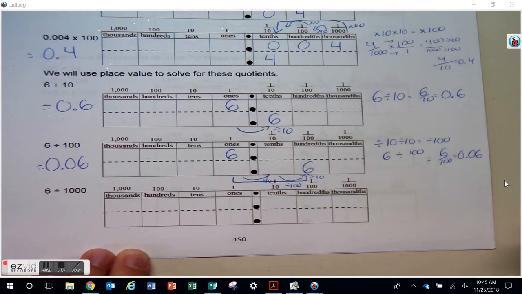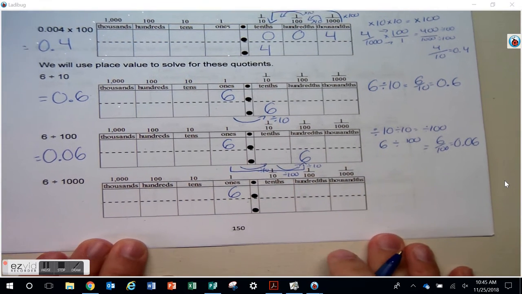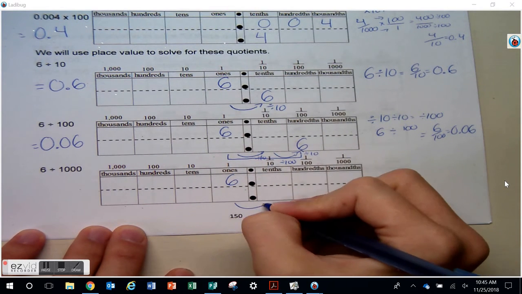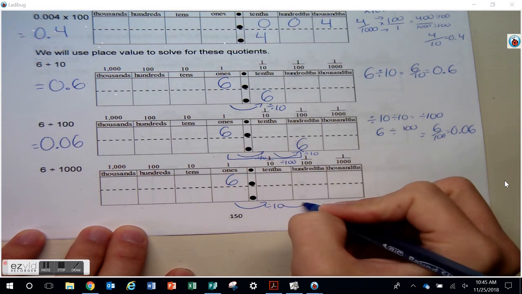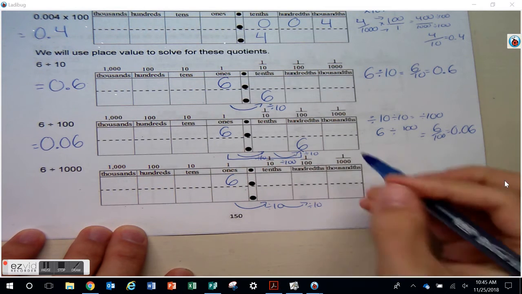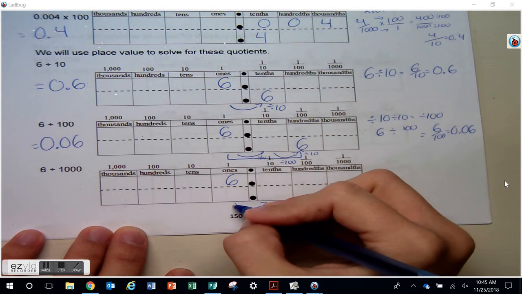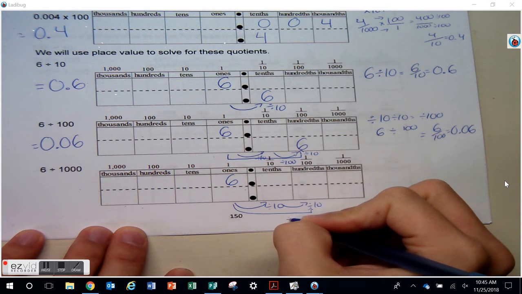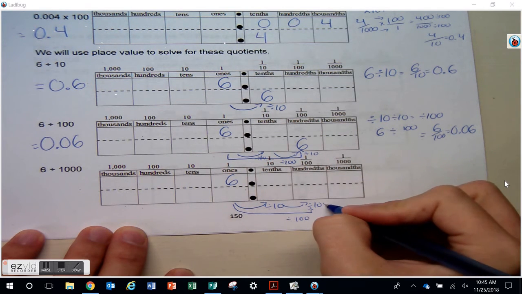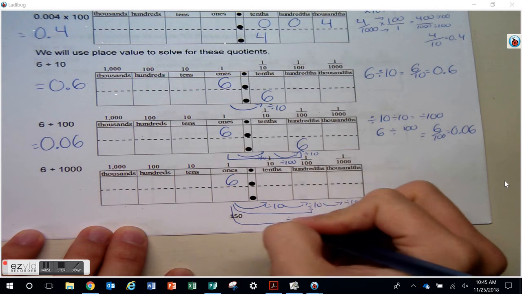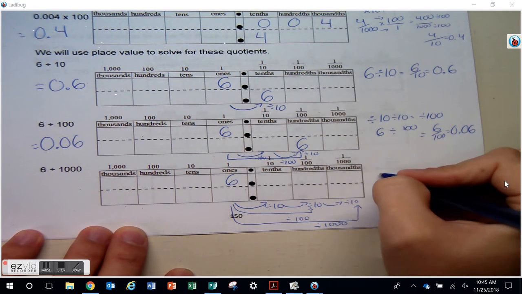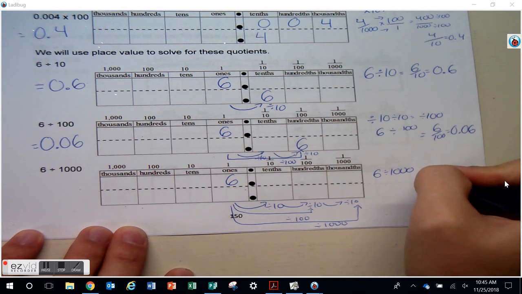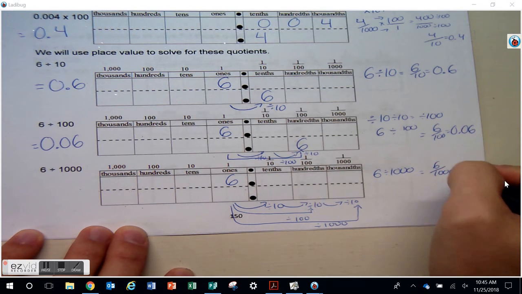So again, let's try 6 ones divided by 1,000. Well, if I divide by 10, I get to the tenths place. If I divide by another 10, that gets me to the hundredths place. This is the same as dividing by 100. If I divide by 10 again, that's the same as dividing by 1,000. Let's see, 6 divided by 1,000 equals 6 thousandths. We can very easily use our place value chart to help us out.